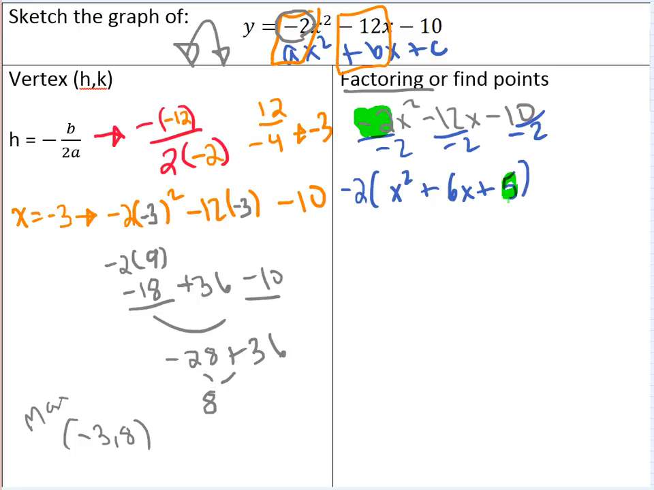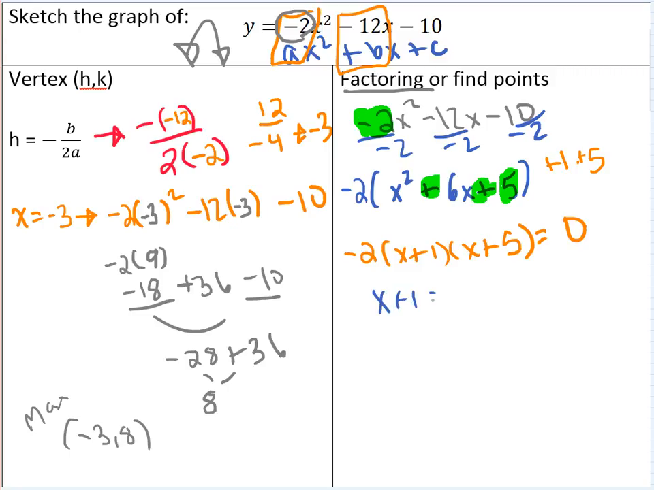Now let's find the factors of 5 that are going to be the same and add to give me 6. So that's 1 and 5. Those are the only factors. They both have to be positive. So we have negative 2, and then x plus 1, and then x plus 5. All of that equals 0. Now we have x plus 1 equals 0, and x plus 5 equals 0. Solving this one for x, we get x equals negative 1. Solving this one for x, we get x equals negative 5.